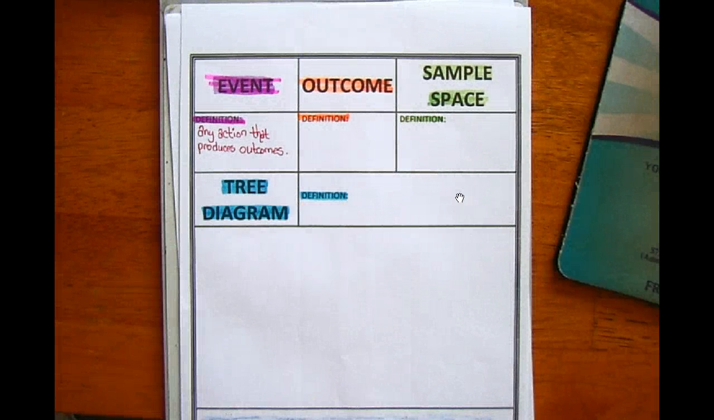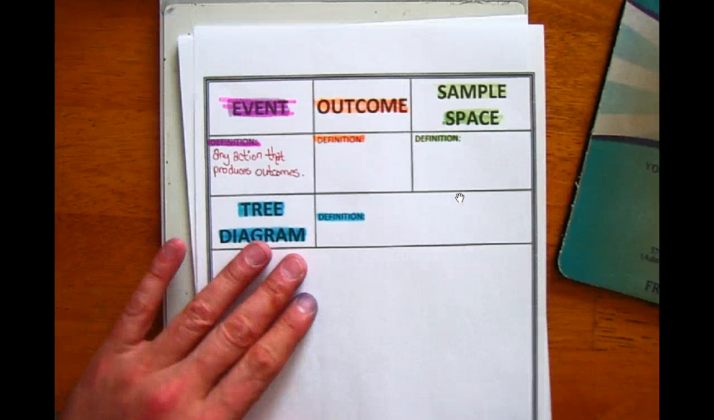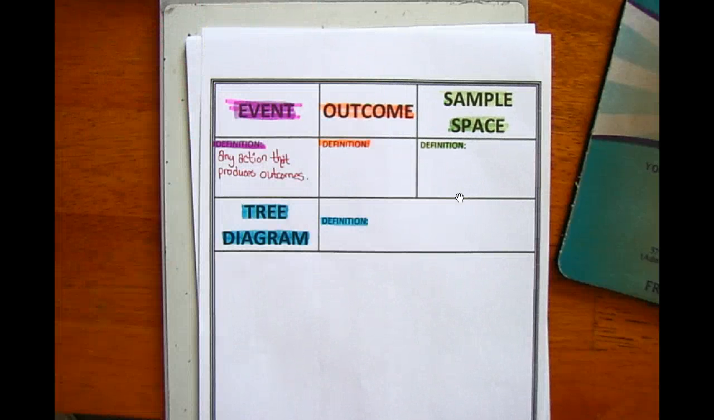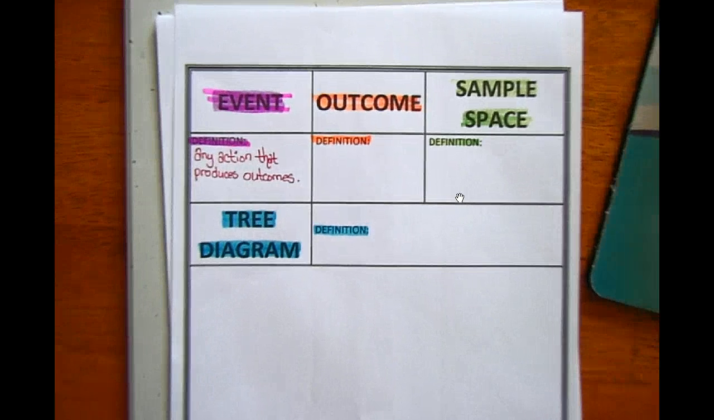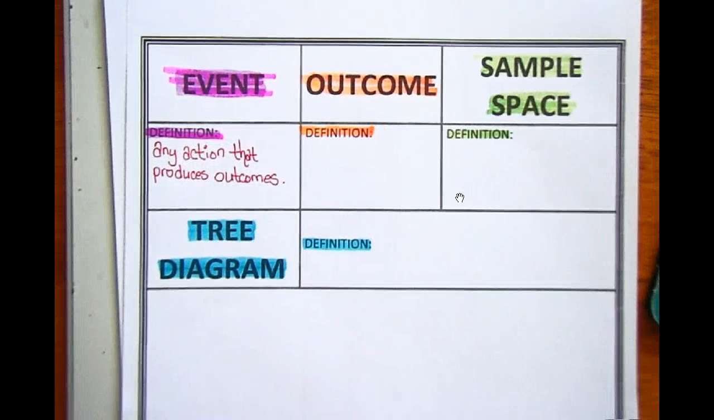Here on the top in these boxes, you have the words event, outcome, and sample space. Now, the only thing that wasn't in this lesson was the word event. So I'm going to go ahead and give you that definition. And the definition for an event is going to be any action that produces outcomes.